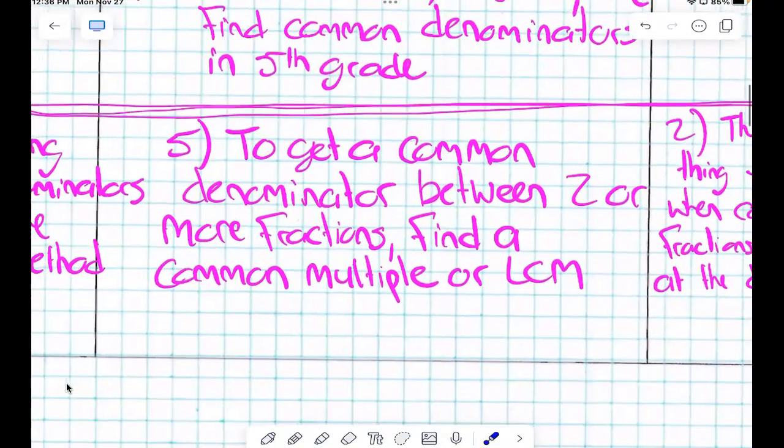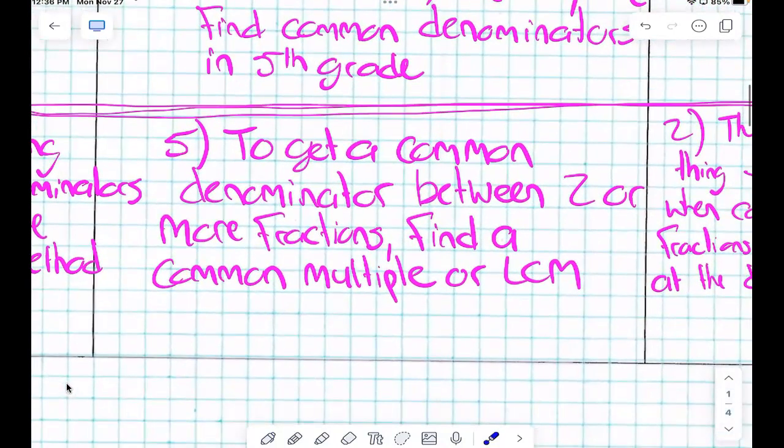All right, here we go, big one, number 5. Ready? Yeah. You're going to read this one together, okay? On the count of 3, you're going to read number 5. 1, 2, 3. Yeah, we got to find a common multiplier in LCM.